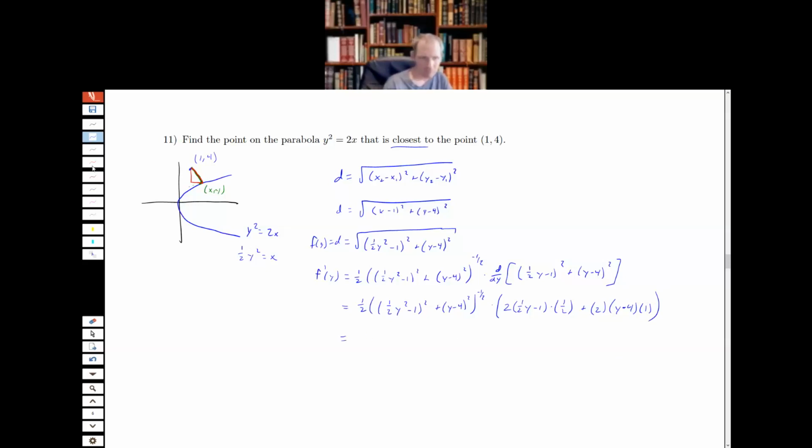Okay, so let's do some simplifying. 2 times a half cancels, so I have 1/2 y minus 1. And then over here, distribute, and I get plus 2y minus 8. Denominator, I've got this 2 times this big square root.